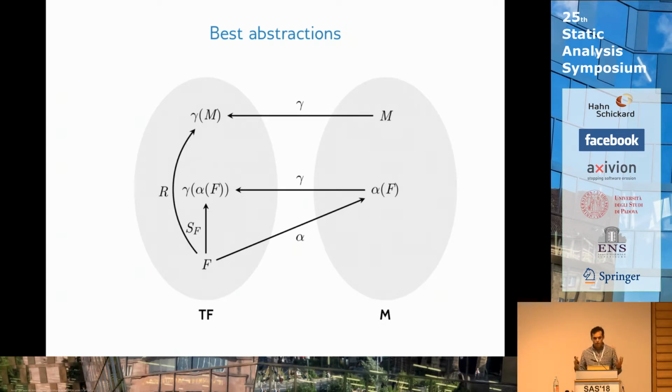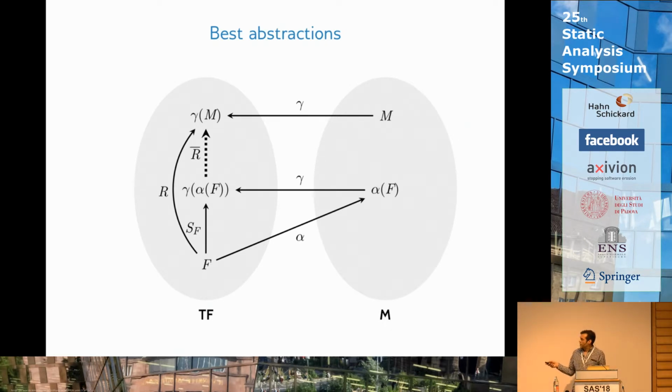But it's not just an arbitrary simulation, it's sort of the best simulation in the sense that if we have some other machine M and a simulation from F to gamma of M, then there exists a unique simulation from gamma of alpha of F to gamma of M that makes this diagram commute. So thinking about this in order theoretic terms, what this is saying is that gamma of alpha F is really sort of the least upper bound for all abstractions in M of F.